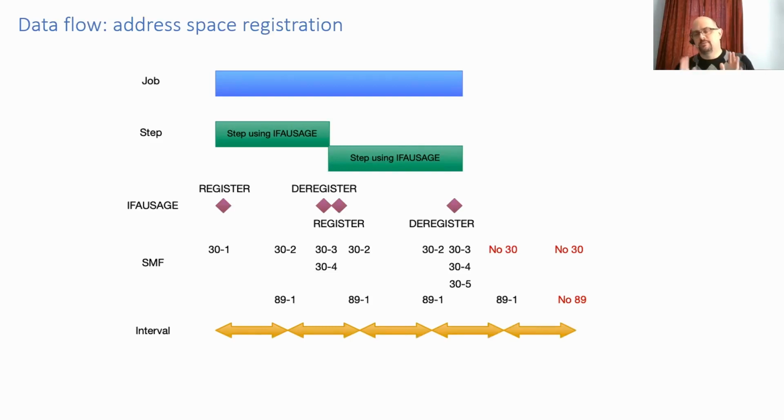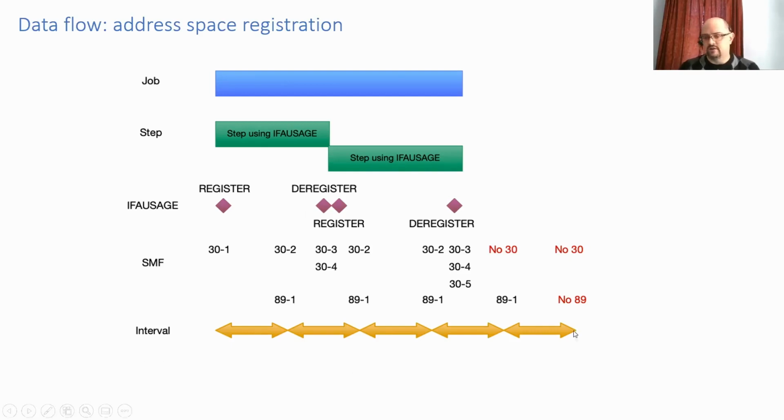This is a similar looking picture, but not exactly the same. Again, time is going from left to right on the top. We have the job at the top. This is a two-step job. Each step is doing an address space registration. So early on in the step, it does a register, then a deregister late in the step, and similarly for the second step. And you can see where the SMF records get issued.